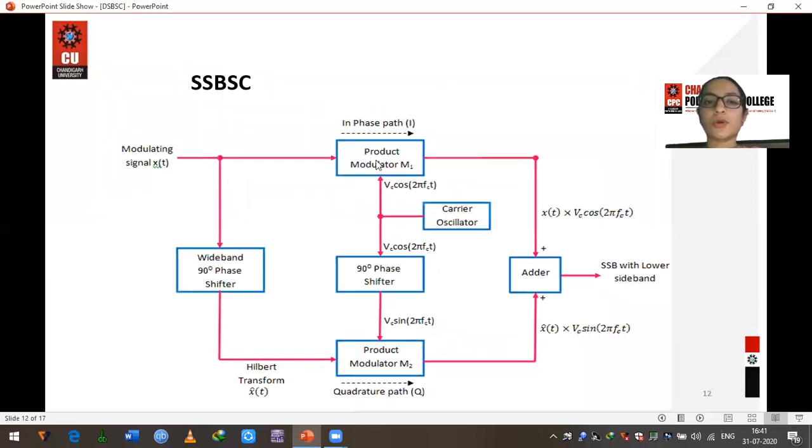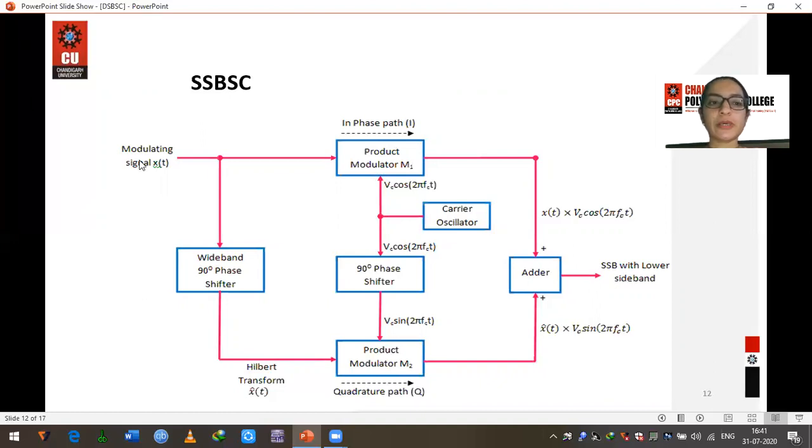For generation of the SSBSC signal, we need a phase modulator, that is, the phase shift method. This method is very important for your further studies and for exams. So, the phase shift method. Let us start with that.